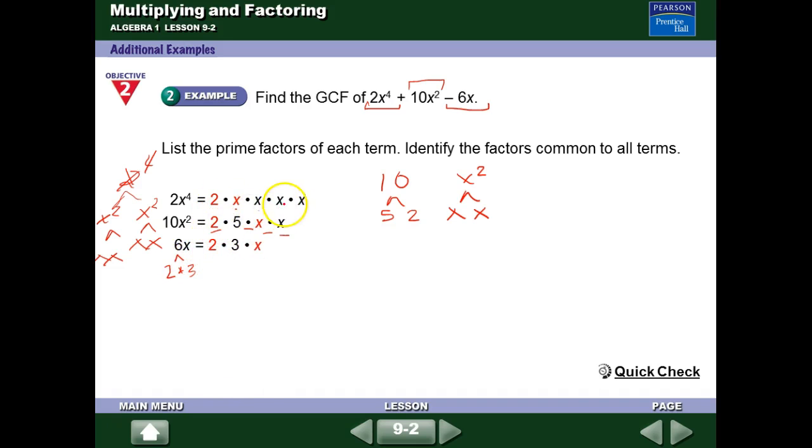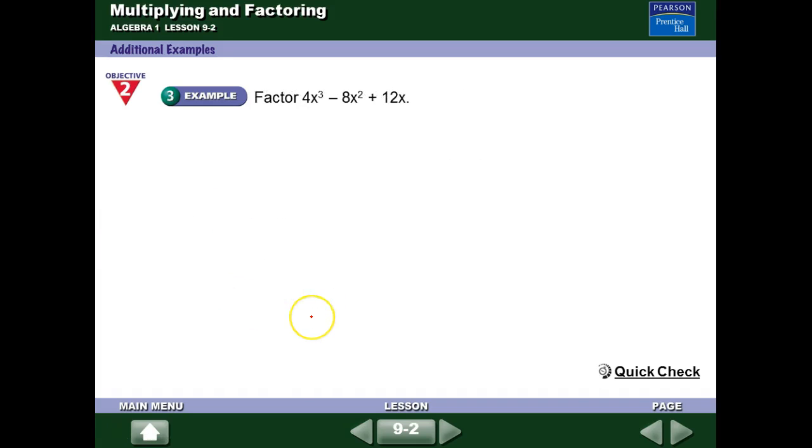So now you can see they've color-coded this nicely for you between the red and the black. The red is what all three of these terms have in common. So they all have a 2. They all have an x. And that is the only thing in common with all of them. So what is our greatest common factor? Well, the greatest common factor is 2 times x, which is 2x.